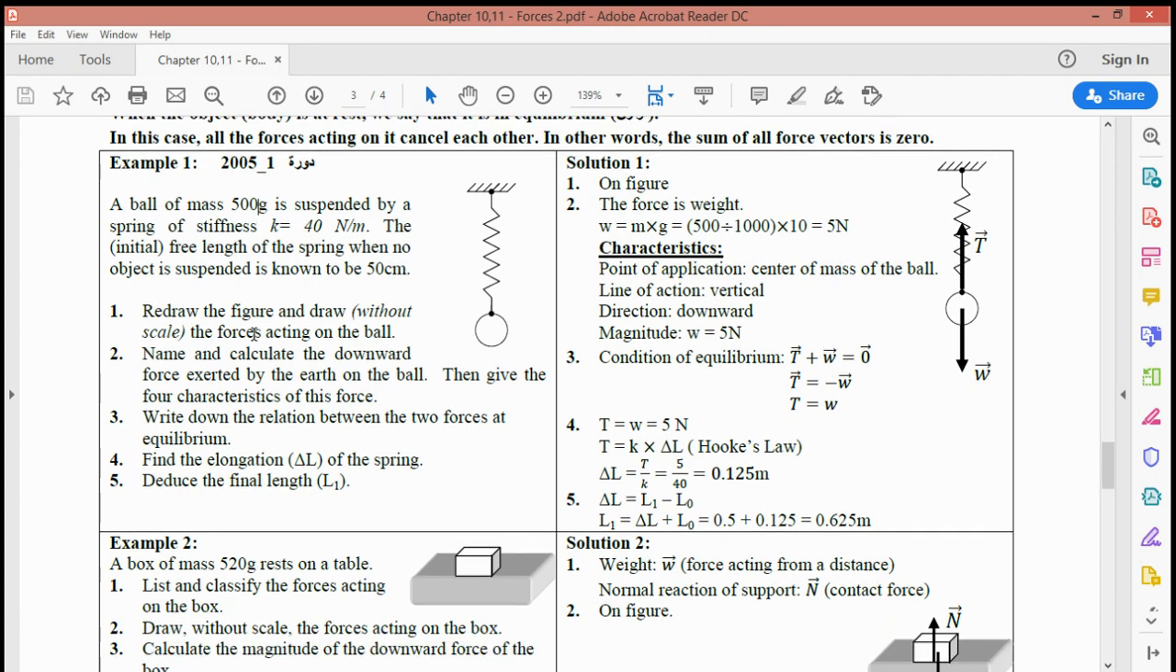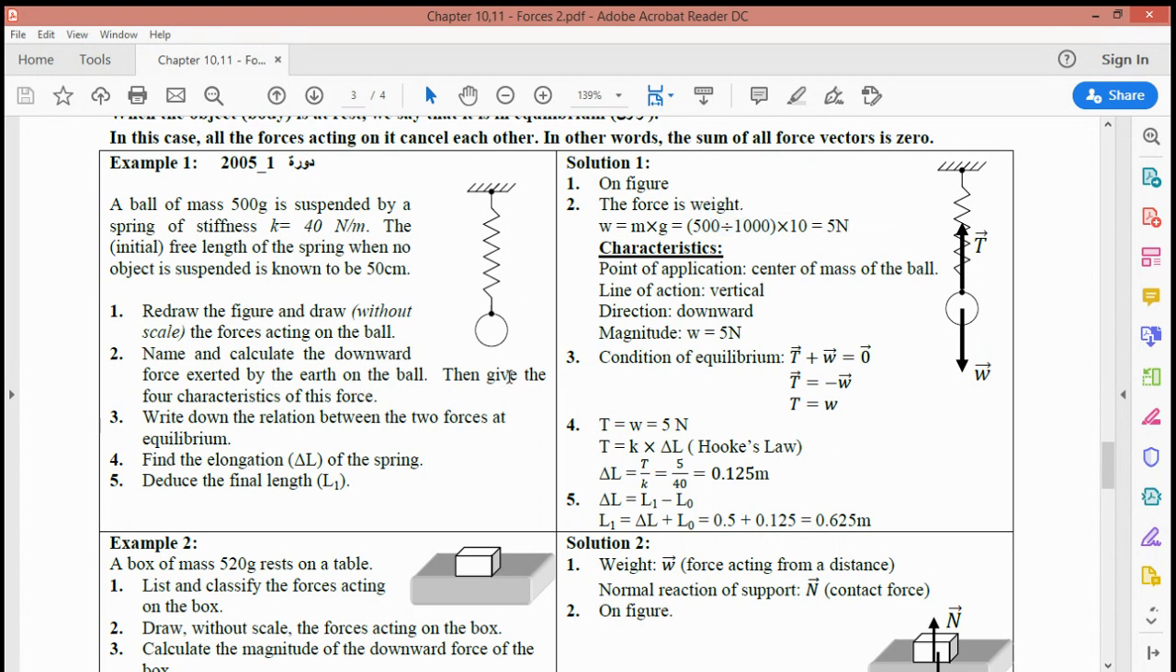Redraw the figure and draw the forces. Of course, the weight is drawn from the center and the tension is drawn from the point of contact between the spring and the ball. Name and calculate the downward force. What is the downward force? The weight. Calculate it. Weight equals mass times gravity. We don't forget to convert the mass into kilograms, so we divide by 1000, which is the conversion into kilograms, and it equals 5 newtons.